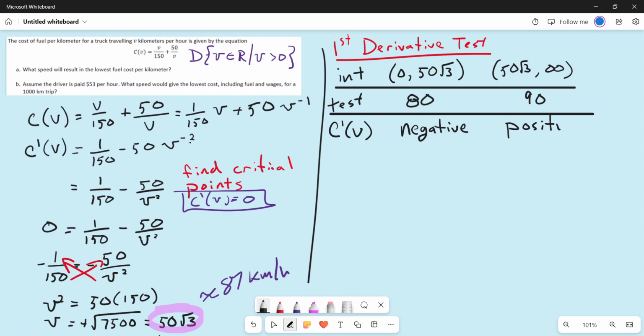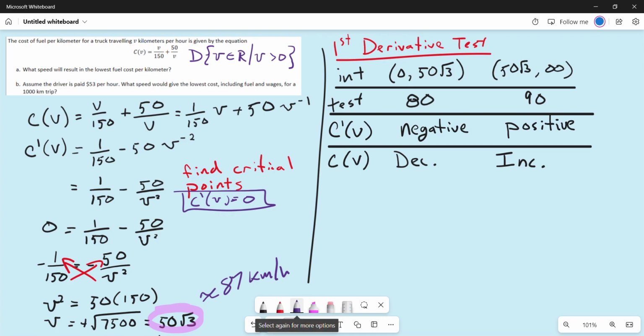And always remember, what does the derivative tell us? The derivative is the slope, so it's telling us how the function changes. If it's a negative slope, that means the original function, our C of V, not our C prime of V, is going to be decreasing. And when it's positive, it's going to be increasing. What does that mean? We can do a little diagram and see that it's going to be going down, and then going back up. What happens at the bottom of one of these? Well, that's going to be a minimum.